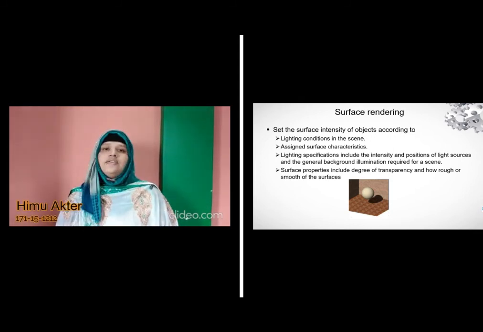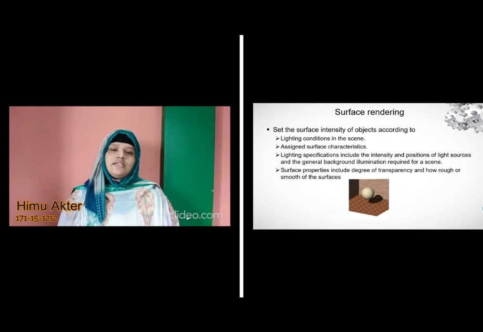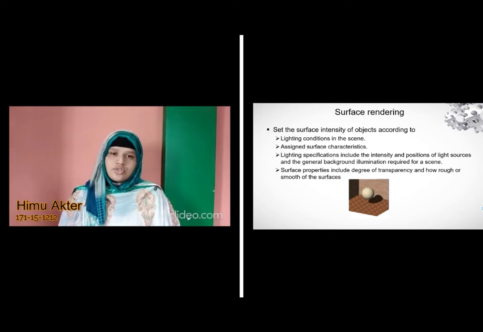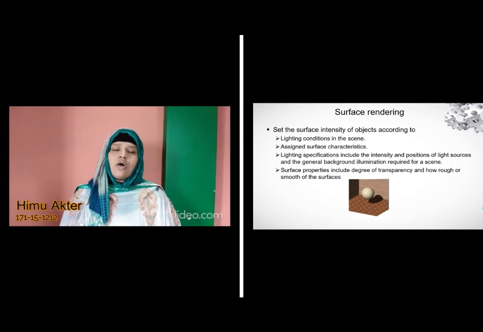Then assign the surface characteristics. Assigning the surface characteristics involves the degree of transparency. Then lighting specifications, including intensity and positions. Then surface properties. Surface properties include how rough or how smooth the surface is.